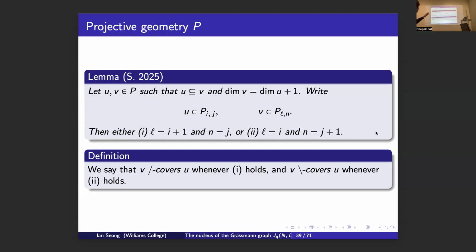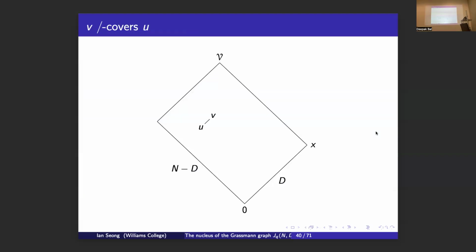So let's go through this using a diagram. I think that's much easier to understand. Here's an example of V slash-covering U. If V and U's respective locations are as given, and U is contained in V, then we say that V slash-covers U. And if V and U's respective locations look like this, then we say that V backslash-covers U. Basically the previous lemma was saying we can only fall into one or the other. If U is contained in V, and the dimension of U is 1 less than V, then U is either slash-covered by V or backslash-covered by V, one or the other.